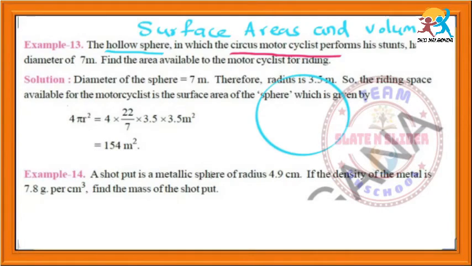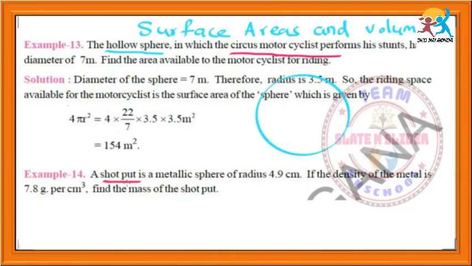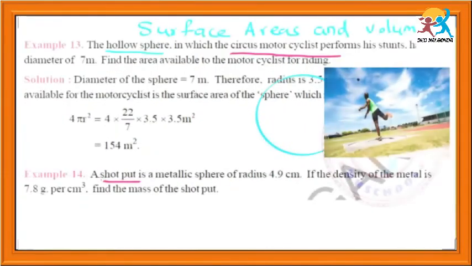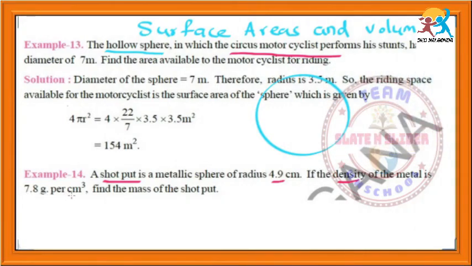A shot put is a metallic sphere of radius 4.9 centimeters. Here shot put. The shot put means it is a sphere which has no space inside the sphere. So this is fully filled with the iron. A shot put is a metallic sphere of radius 4.9 centimeters and the density has been given. The density is 7.8 grams per centimeter cube.